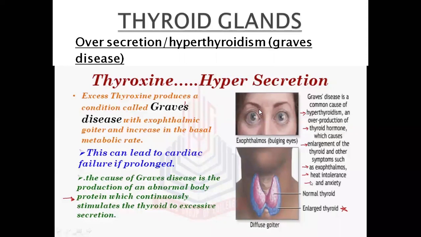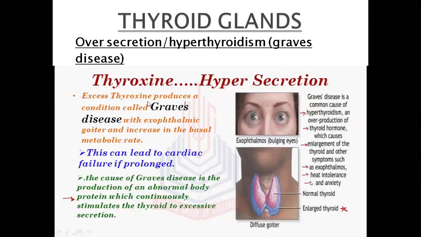You can see here the eyes are very swollen. Graves' disease is a common cause of hyperthyroidism and overproduction of thyroid hormone, which causes enlargement of the thyroid. You can see these are normal thyroids, but these are enlarged thyroids because of oversecretion of these glands. Exophthalmos, like you can see, the eyeballs become very large. Heat intolerance and anxiety are all symptoms of Graves' disease. This can lead to cardiac failure if prolonged.